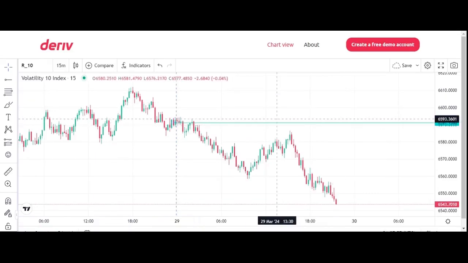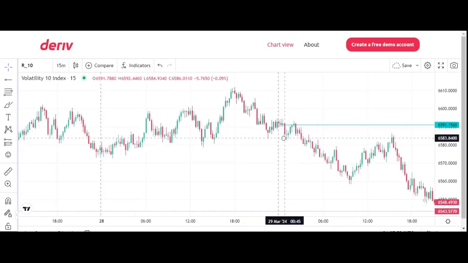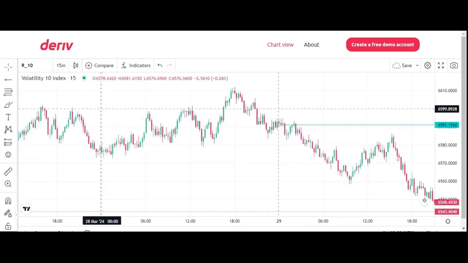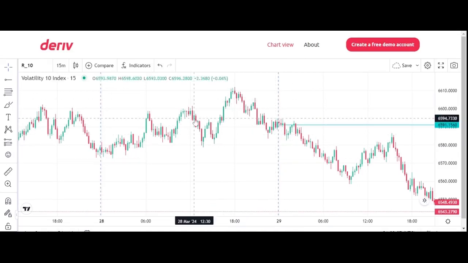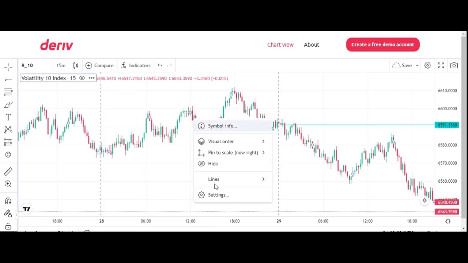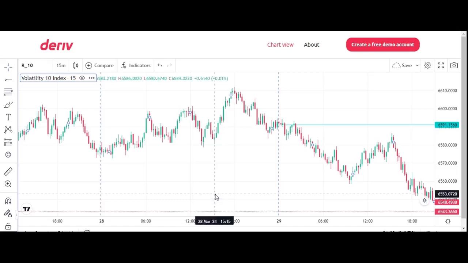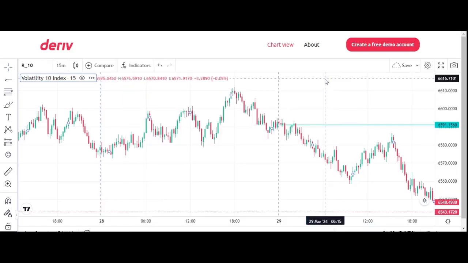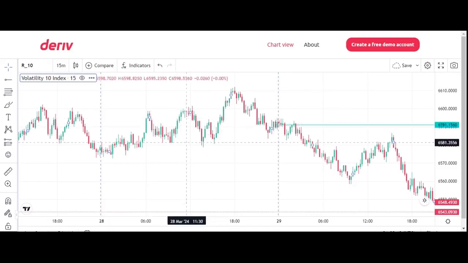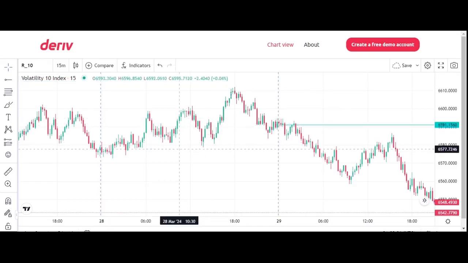You must have what we call period separators, and period separators are basically these blue lines here, this one here and this one here. How do you do it? I'm using the TradingView implementation. It's from Deriv. Deriv is just a broker that offers synthetics, and it also offers currencies, but I'm more into the synthetic market.